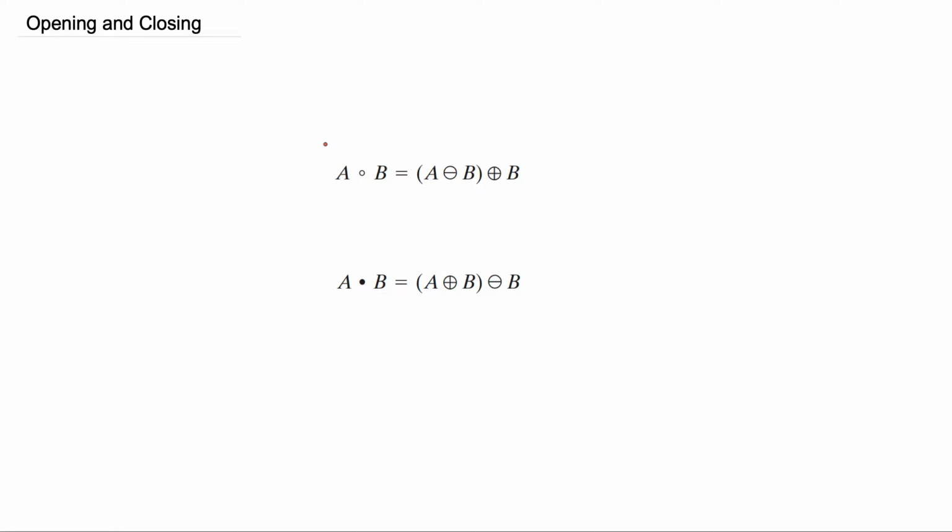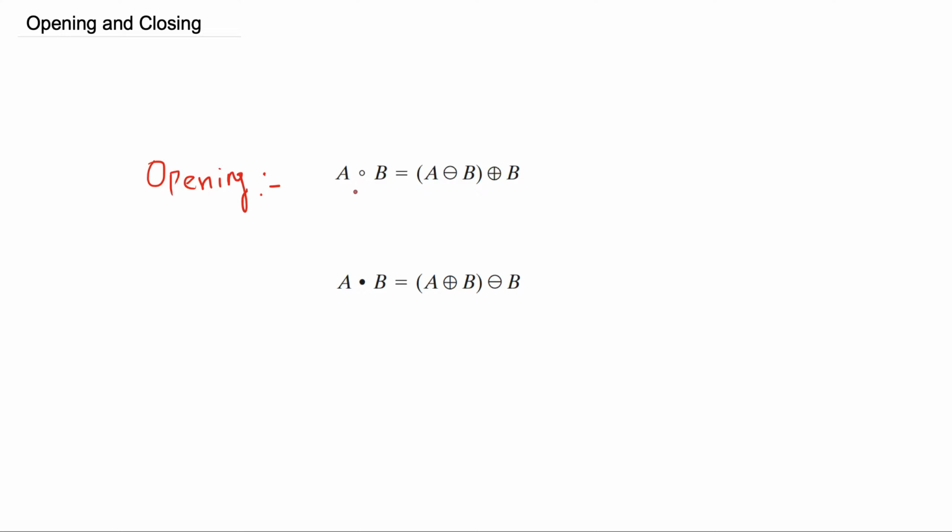Hello everyone. In this video we will see two important morphological image processing operations. The first one is called the opening and the second one is closing. The opening and closing actually come from the fact that it is a combination of the two operations that we have already seen, namely erosion and dilation. So first, we will be discussing the operation of opening.